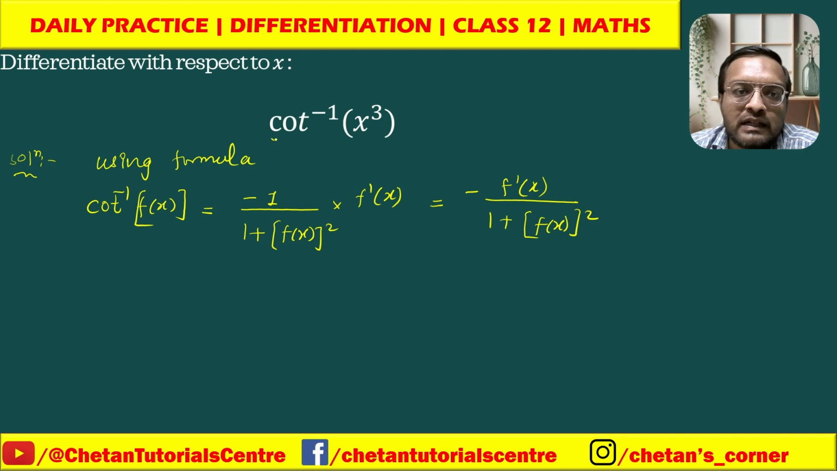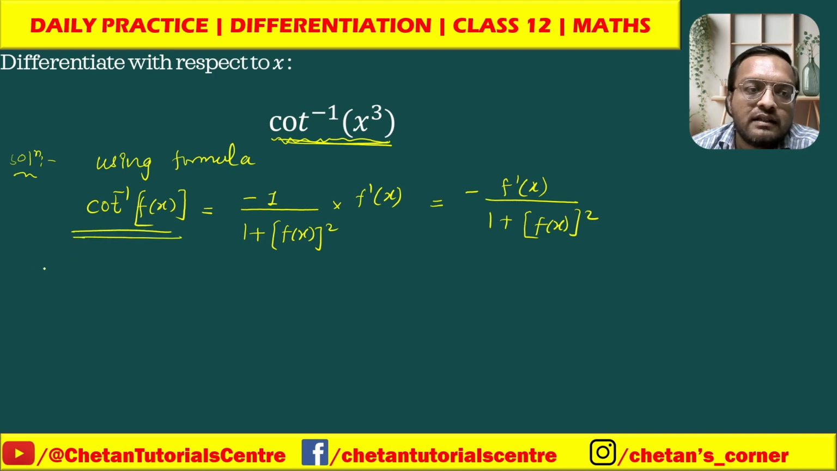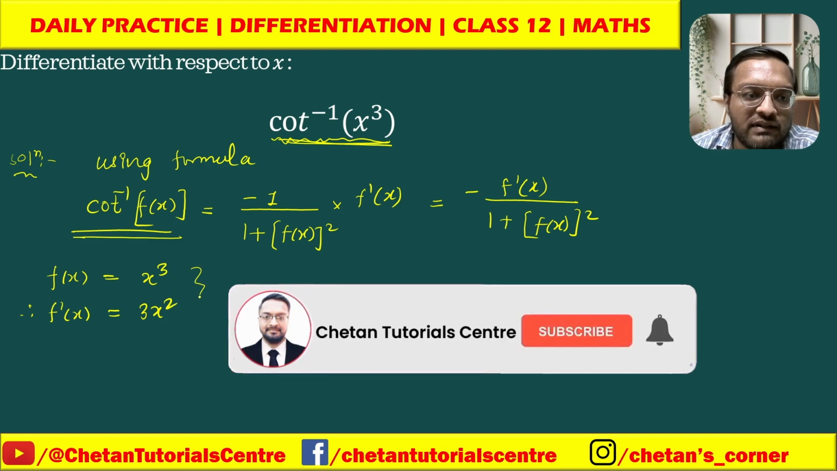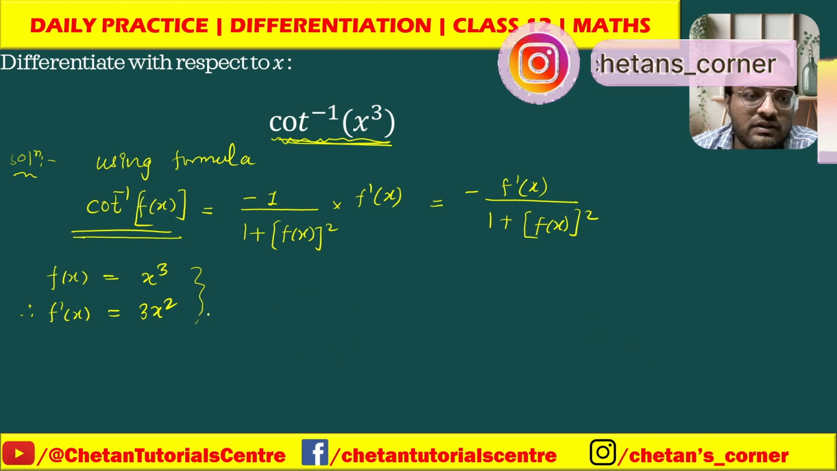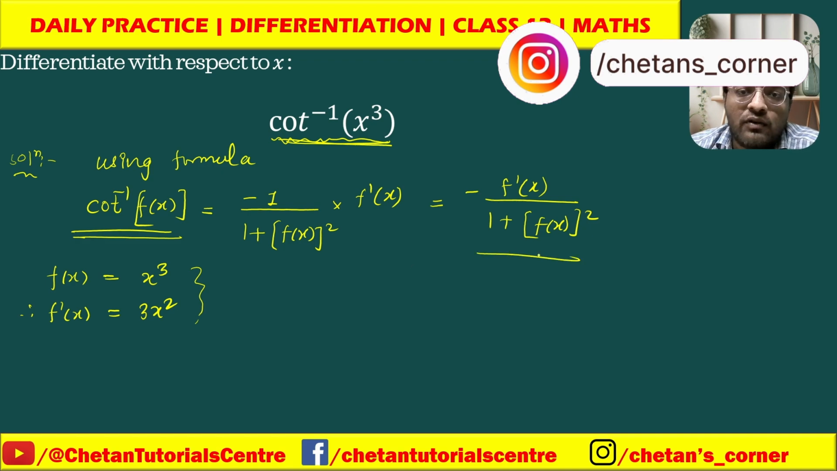Now if we compare this given function and the formula, then what we can conclude? f of x is equal to x cube, and derivative of this f of x is f dash of x, which is equal to derivative of x cube, that is 3x square. Now I know the value of f of x and f dash of x. Now I will substitute these values in the above formula.